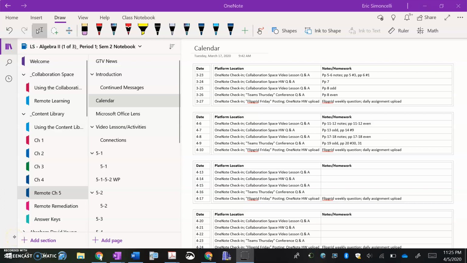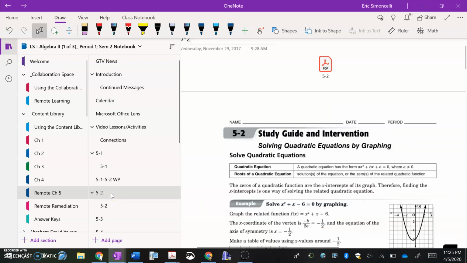Hello students, today we're going to be taking a look at page 11 through 12 notes, and then your homework will be 11 through 12 even. Let's get started. We're in section 5.2, which is entitled Solving Quadratic Equations by Graphing.